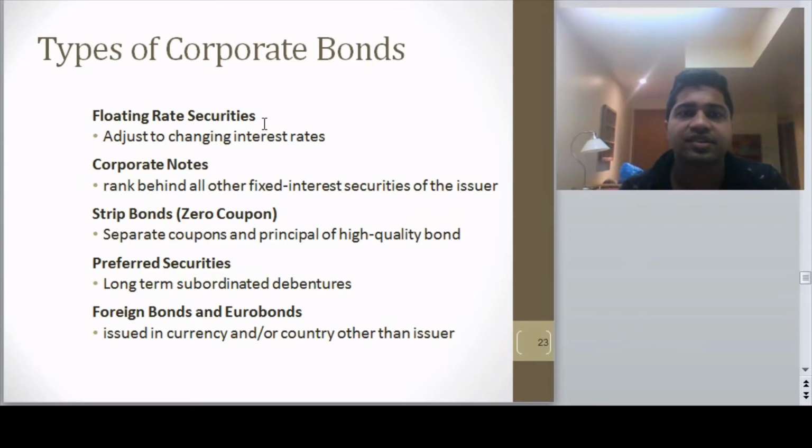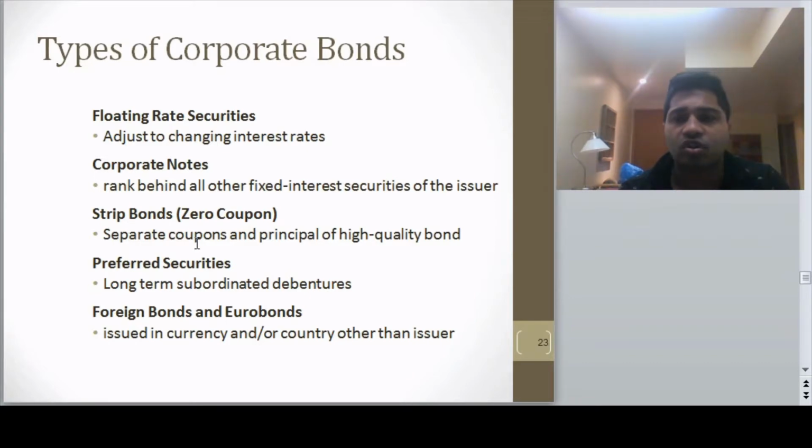Next is floating rate securities. The interest rates on these securities are adjusted to the market interest rates. So if interest rates go up, these bonds pay more. If interest rates fall, these bonds pay less. Corporate notes rank behind all fixed income securities of the issuer, so they are paid last.